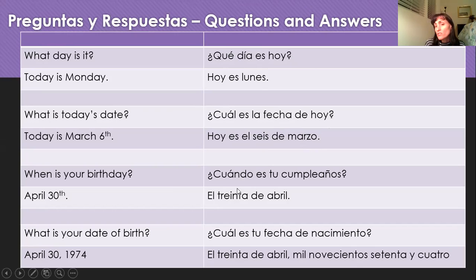When's your birthday? ¿Cuándo es tu cumpleaños? Cumpleaños means birthday. El 30 de abril, the 30th of April. And ¿cuál es tu fecha de nacimiento? What is your date of birth? So with birthday, we just have the month and the day, but with birth date, we have the month, the day, and the year. In this case, el 30 de abril, 1974.